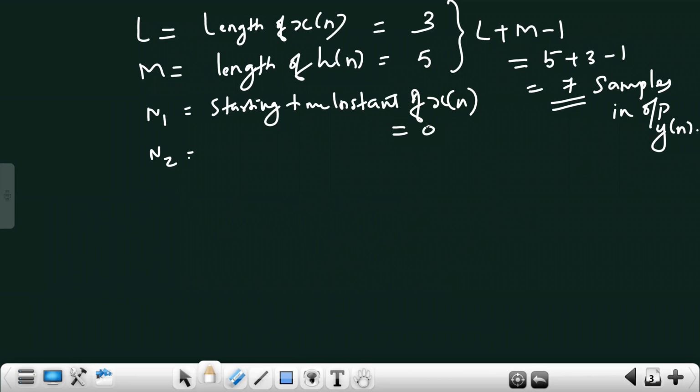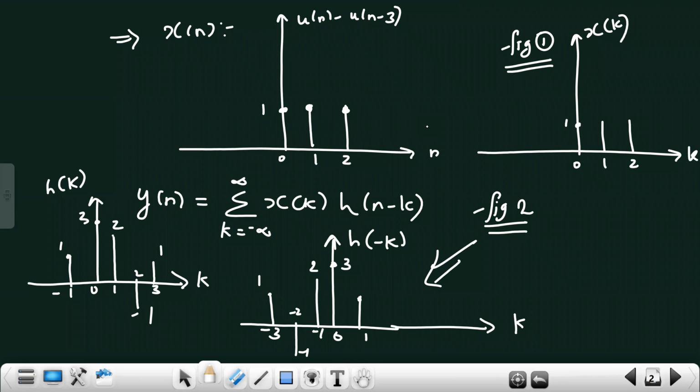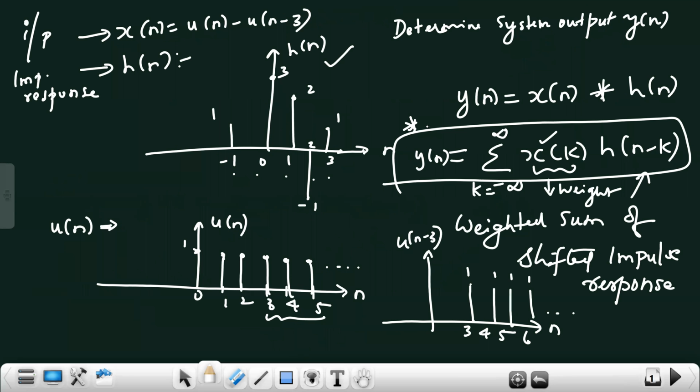And which is the starting time of h of n, that is already given in the question? Mithun P. Which is the starting time of h of n? Mitesh Kumar, which is the starting time of h of n?